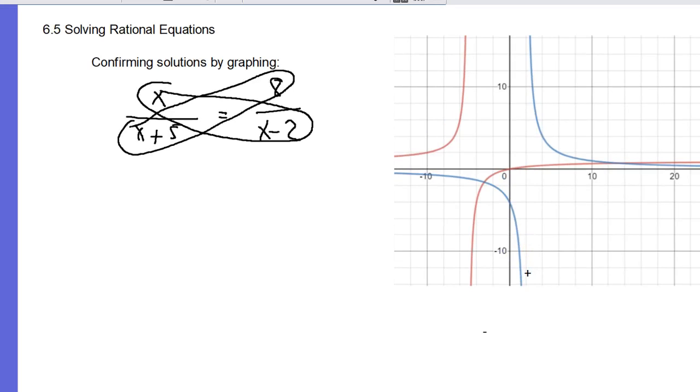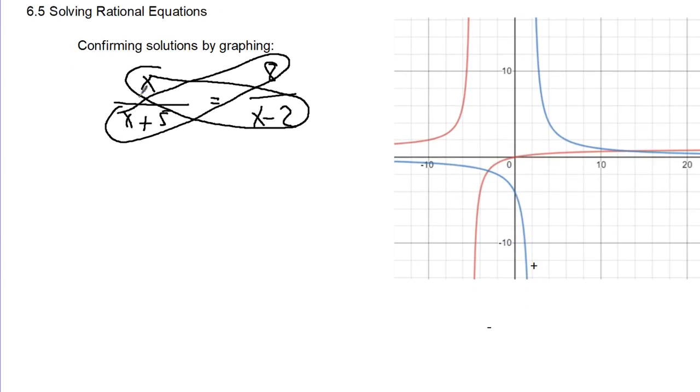What is up, everybody? Welcome to 6.5, solving rational equations by graphing. No, not solving rational equations. We're going to solve it by graphing. So if you look at this equation, you can see the two solutions here and right here. It's roughly about negative 1.5 and about 13. So let's see how we got that.